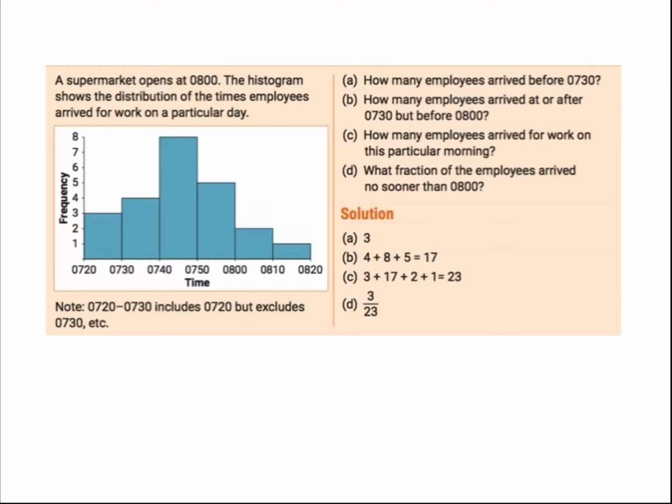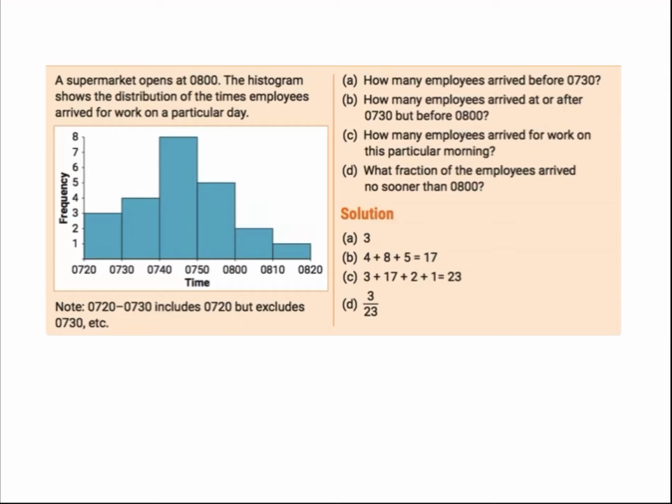A supermarket opens at 8 o'clock. The histogram shows the distribution of times employees arrived for work on a particular day. Note that 7:20 to 7:30 includes 7:20 but excludes 7:30. Again, we've spoken about that in the previous video. So we have our histogram here. We know it's a histogram because there are no spaces between the bars, and that means this is continuous data.